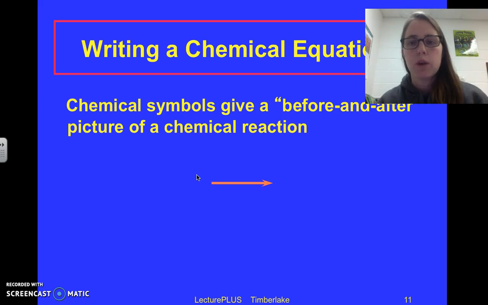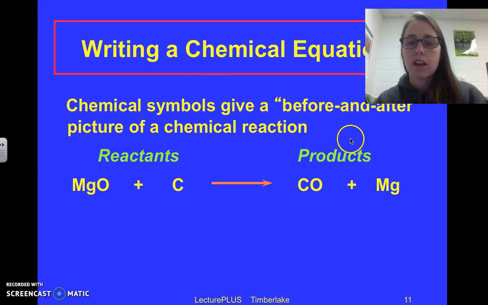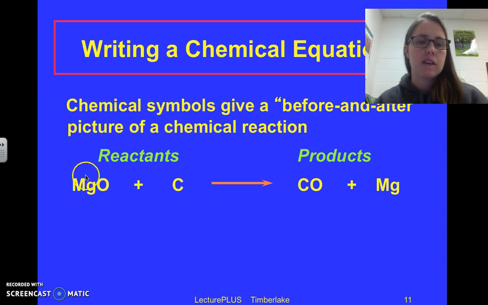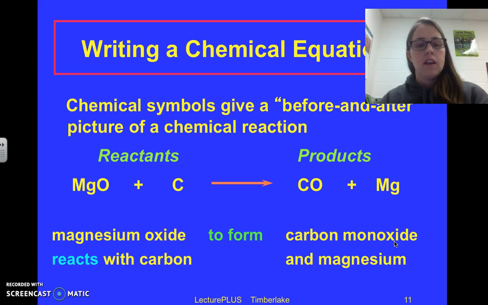Remember when we're writing our chemical equations, there's a before and after. The reactants are the before, okay, and the products are the after. So this is what we started with, magnesium and oxygen, or magnesium oxide, if you remember how to name, plus carbon. And this is going to give us carbon oxide, carbon monoxide, if you will, and magnesium. So magnesium oxide right there reacts with, that's what the plus sign means, carbon to form carbon monoxide plus magnesium.